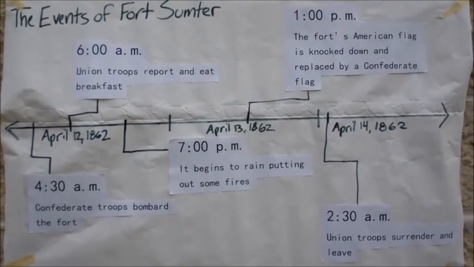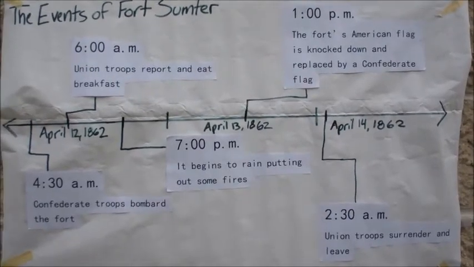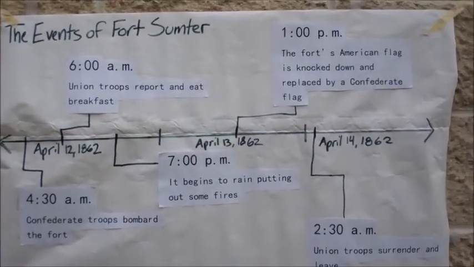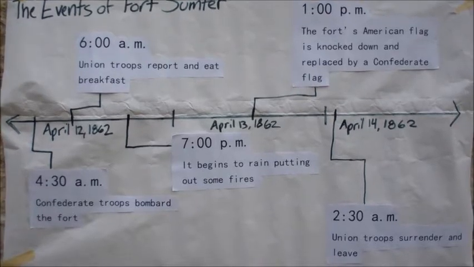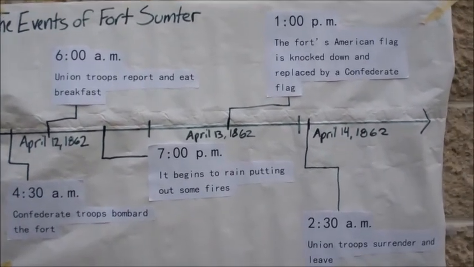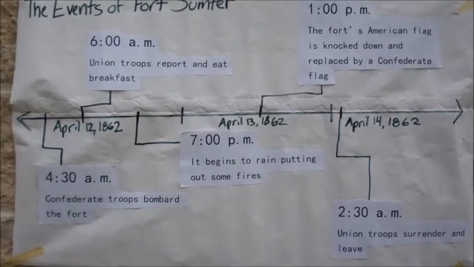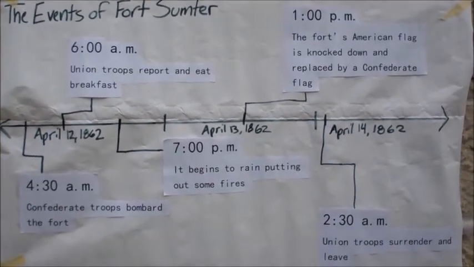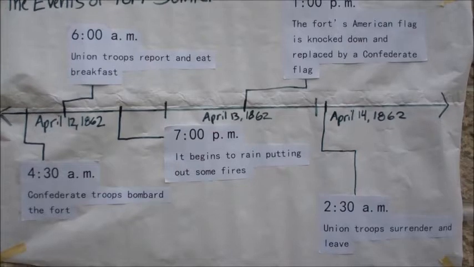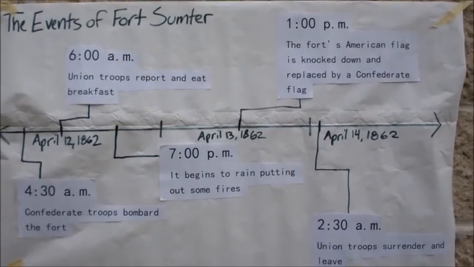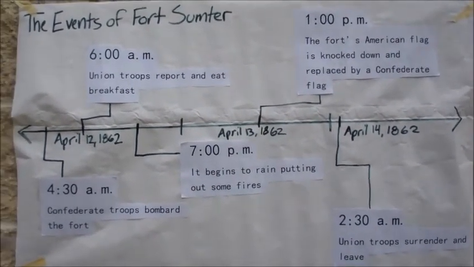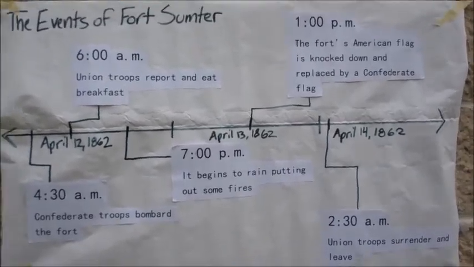Then, on April 13th, at 1 p.m., the American flag in the middle of the fort is knocked down and the Confederate flag was raised. This was symbolic because it showed that the fort is no longer in the Union's possession and that the Confederates had won. Then, on April 14, 1862, Major Robert Anderson surrendered, and later that day, they left the fort.